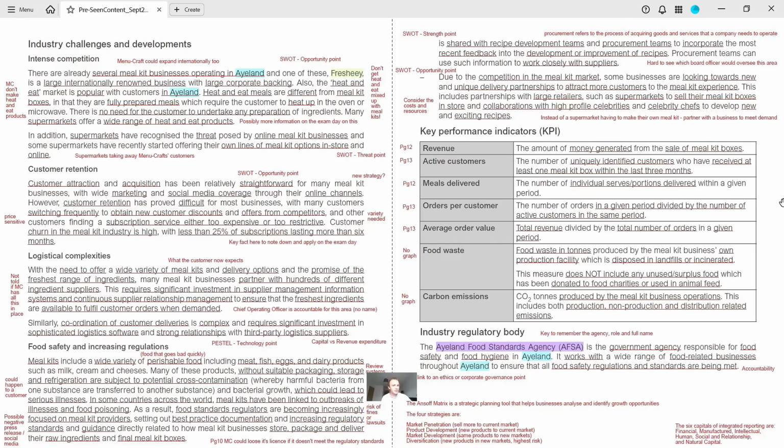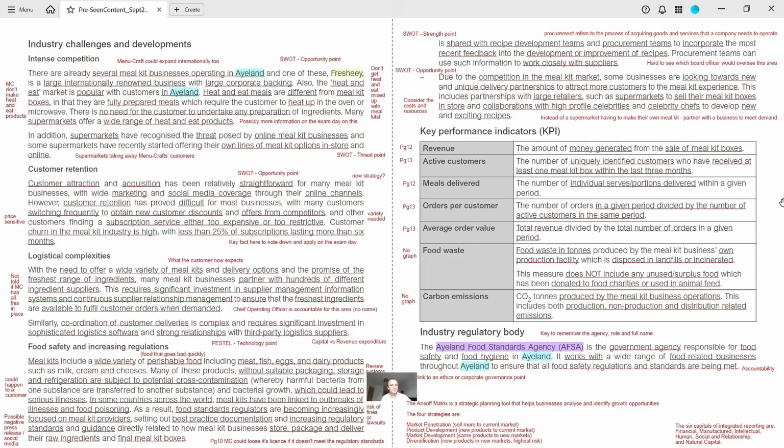Now we're coming on to customer retention, and this is where it's all about the attraction and acquisition that has been actually relatively straightforward, we're told here, and another opportunity for many meal kit businesses with a wide range of marketing and social media coverage through their online channels. So talking about strategy here now. However, customer retention has proved difficult for most businesses, with many customers switching frequently to obtain new customer discounts and offers from competitors. So this is where, as we saw in that market share, you might get MenuCraft giving 10% off and then trying to take some of Freshie's market share or customers.